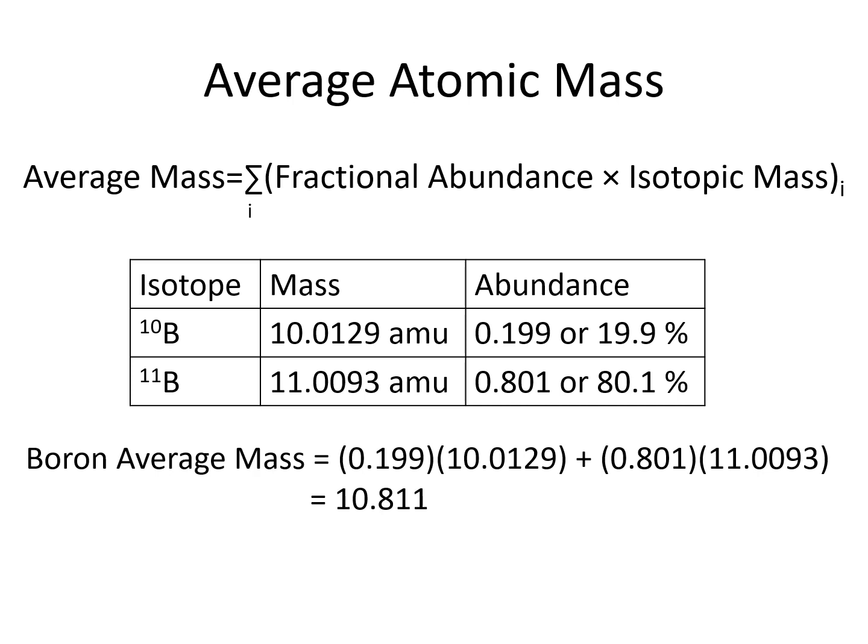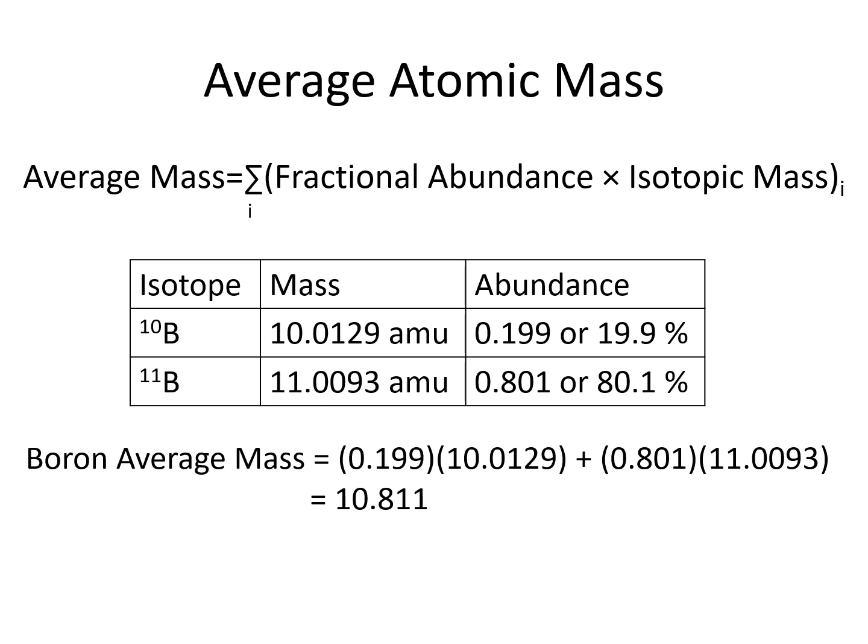Let's look at boron, for example. It has two main isotopes, boron 10 and boron 11. Boron 10 has a mass of 10.0129 AMU and an abundance of 19.9%. Boron 11 has a mass of 11.0093 AMU and an abundance of 80.1%. Notice that the abundances add up to 100%. This should always be the case. I could have given you just one of the two abundances, and then you could subtract from 100 to find the other one.